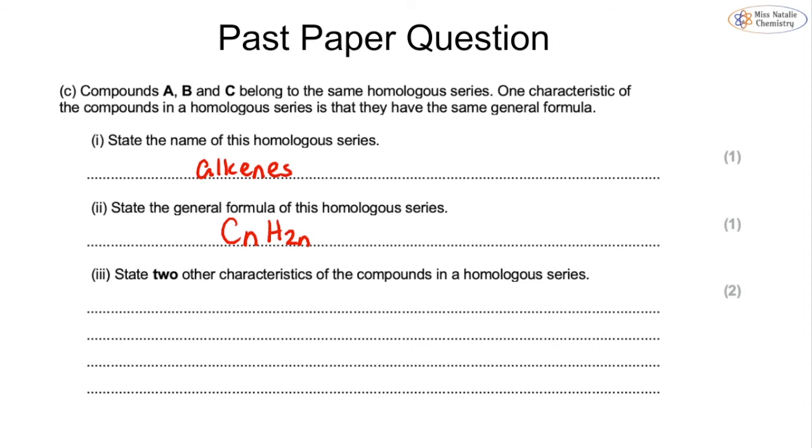They are subscripts. And then state 2 other characteristics of compounds in a homologous series. So the first one that we were given is that they have the same general formula. There are 4 possible answers here. So we can say that they have the same chemical properties.